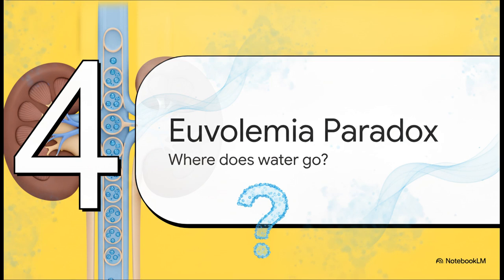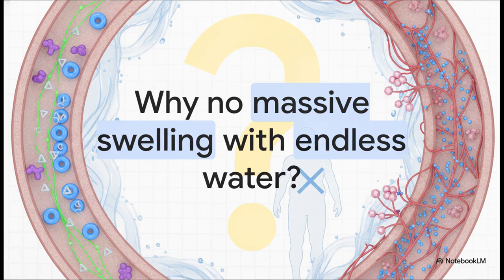Section 4. The euvolemia paradox. This is where things get really fascinating. Let's zoom back out and address this massive systemic mystery that all this water retention creates. Just think about the physics for a second. If those V2 receptors are constantly activated and the kidneys are endlessly pulling free water back into the blood, why doesn't the patient just balloon up?